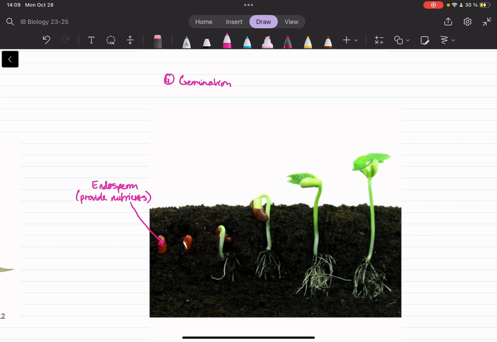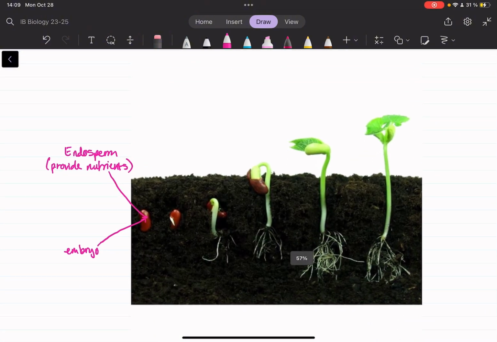And then the other part of it is obviously the embryo, so the actual plant that will grow. So once the seed has absorbed some water, it will start to form. And the first thing that it forms is called a radical.